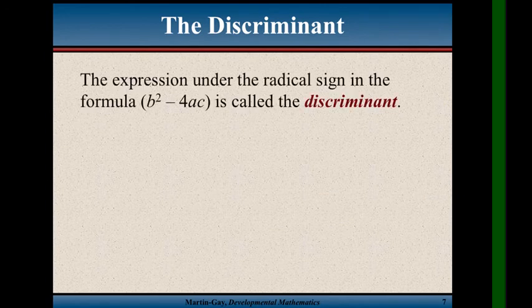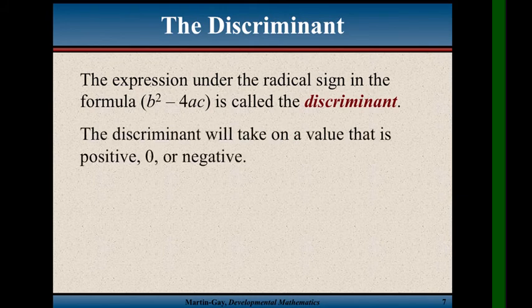The discriminant, the expression under the radical sign in the formula, b squared minus 4ac, is called the discriminant, if you still remember that formula in the quadratic equation. So there is the square root of b squared minus 4ac, right? So that b squared minus 4ac is what we call the discriminant.